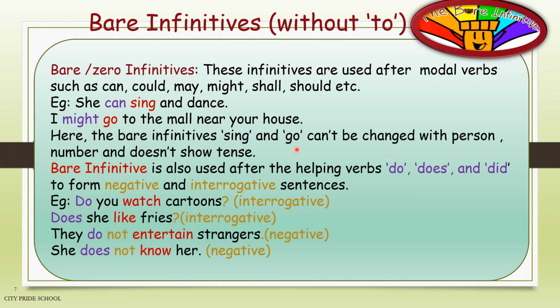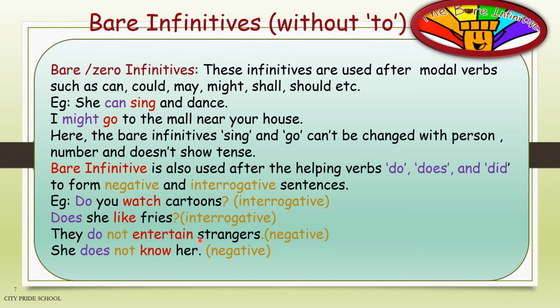Here the bare infinitives sing and go can't be changed with person or number and don't show tense. That is why bare infinitives are also non-finite verbs. Bare infinitive is also used after the helping verbs do, does, and did, to form negative and interrogative sentences. Like, do you watch cartoons? So, do is a helping verb, and watch is a bare infinitive. Does she like fries? We should not say, does she to like fries? So, does is a helping verb, and like is a bare infinitive.